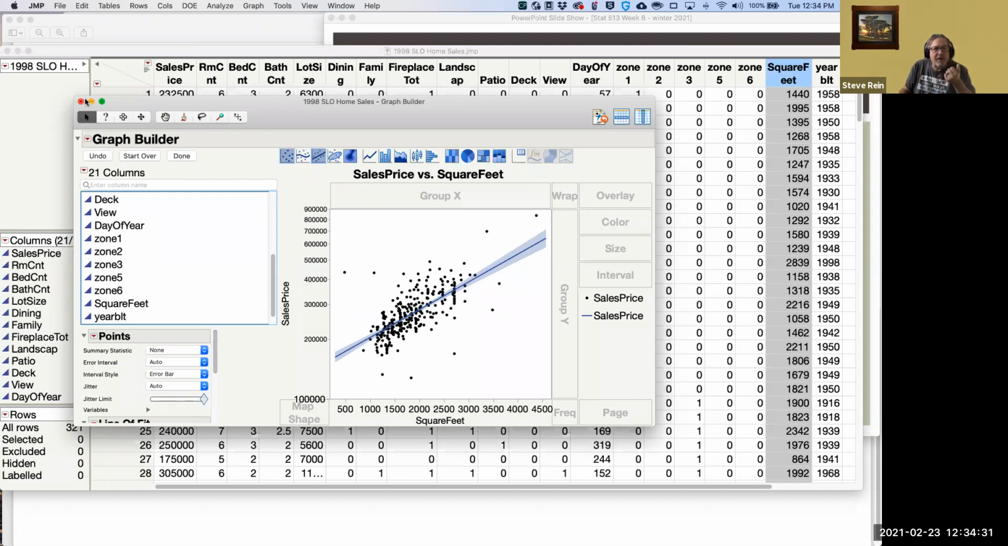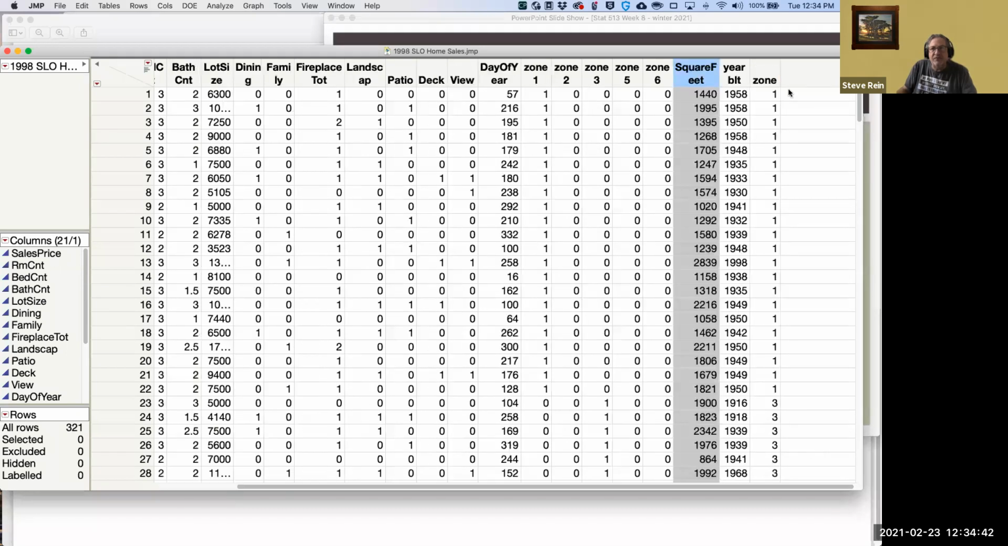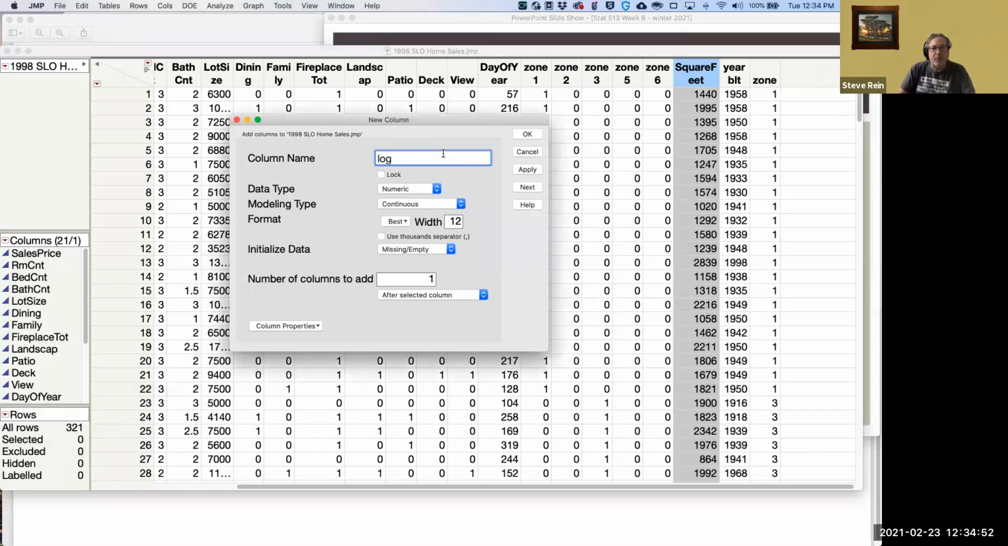And should I use log base e or log base 10? Does it matter? Probably not. But because this is money, I'm going to choose log base 10, because that seems a little bit more natural. So I'm going to go ahead and add a new column. Let me show you how to do this. I'm going to call that new column log of the sales price, and I'm even going to remind myself that it's log base 10 by calling it log 10 of sales price.